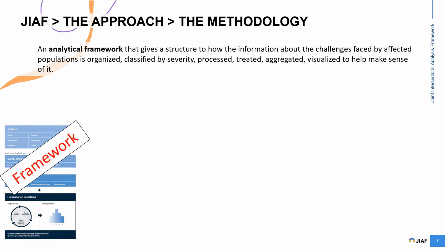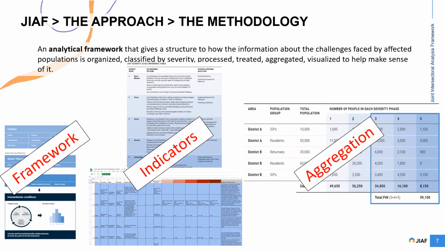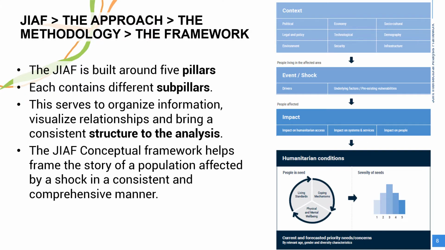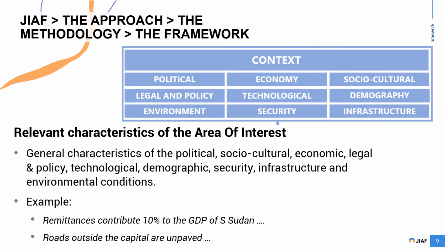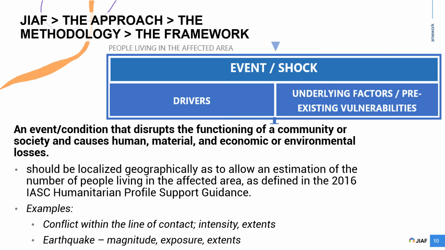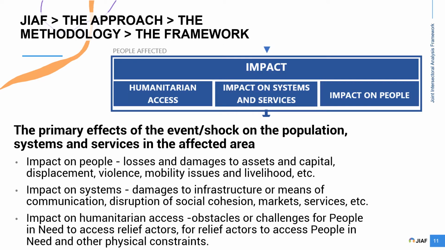After the JIAF concept, let's now start with the framework. The JIAF is built around 5 pillars. The first pillar of the framework is the context, with 9. For the second pillar, you start zooming in. The third pillar of the framework zooms in on people affected and the impact of the crisis.